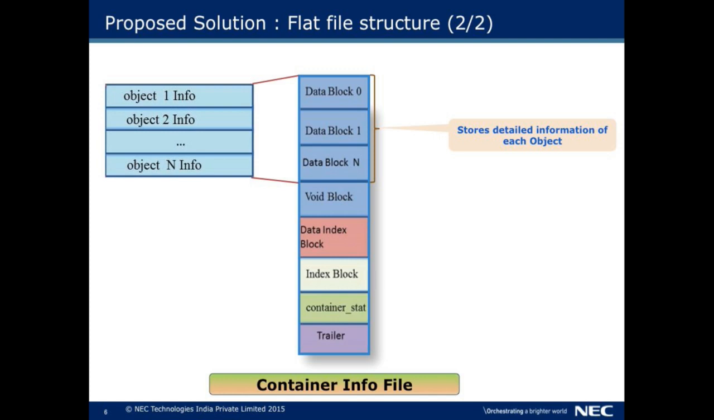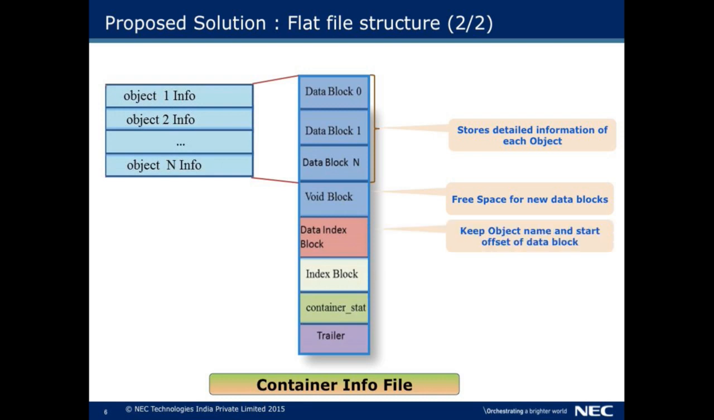have data blocks. So we have segregated the entire file into different sections. The first section is the data block section. As you can see, DB 0, 1, until all the data blocks. So that is one section. There is one void block, which is like if you run out of space in your existing data blocks, you can add some more data blocks over there.